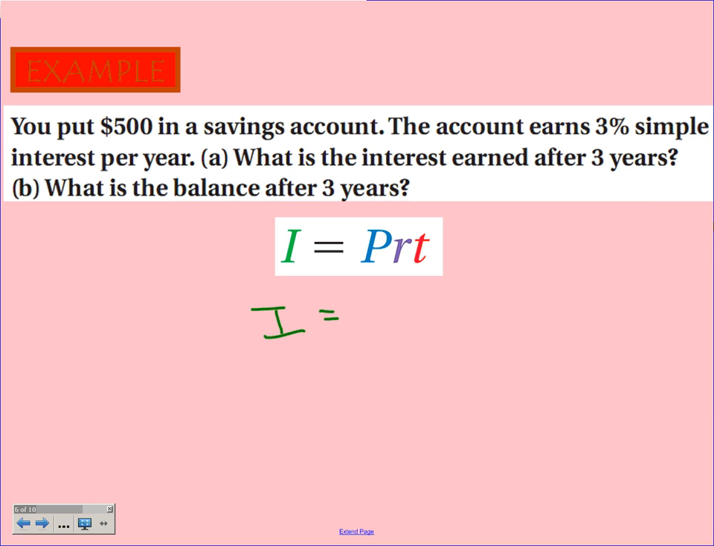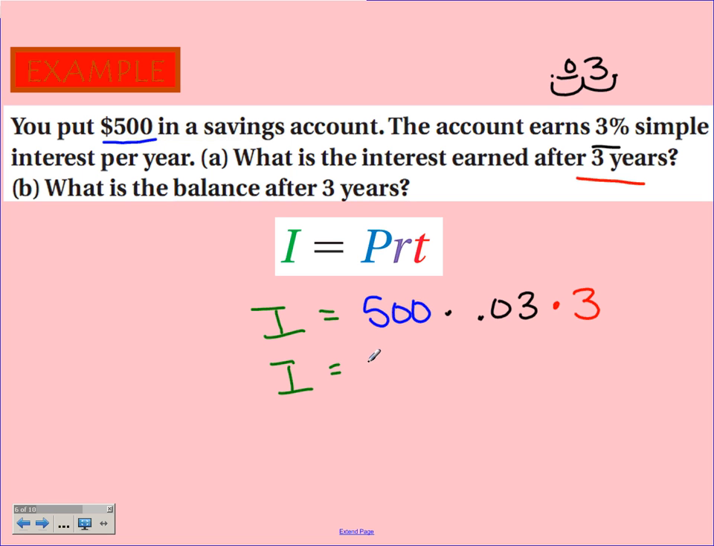Our principal is the $500 that we put into our savings account. Our rate is the 3%. So again, move our decimal point back to get 3/100ths. Now our time is 3 years, so we're going to multiply it by 3. 500 times 3/100ths times 3. Our interest for 3 years is $45. That's our answer to letter A.